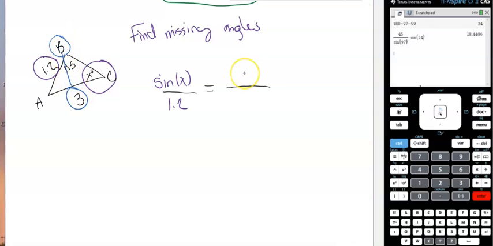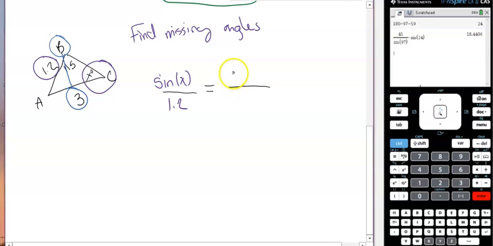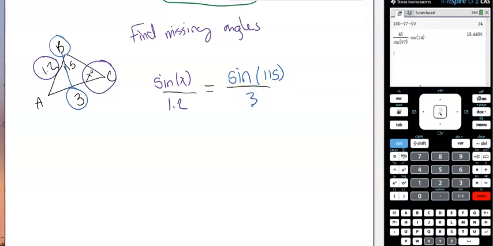So I'm going to put sine on the top, because you have to be consistent. If you're going to put sine on the top on the first proportion, you have to put sine on the top on the second, of 115 over 3. So there's our proportion that we've set up. Now we just have to solve for X. In this proportion, X is on the left side, so I need to get rid of this 1.2. Since it's divided by 1.2, I'm going to multiply by 1.2.